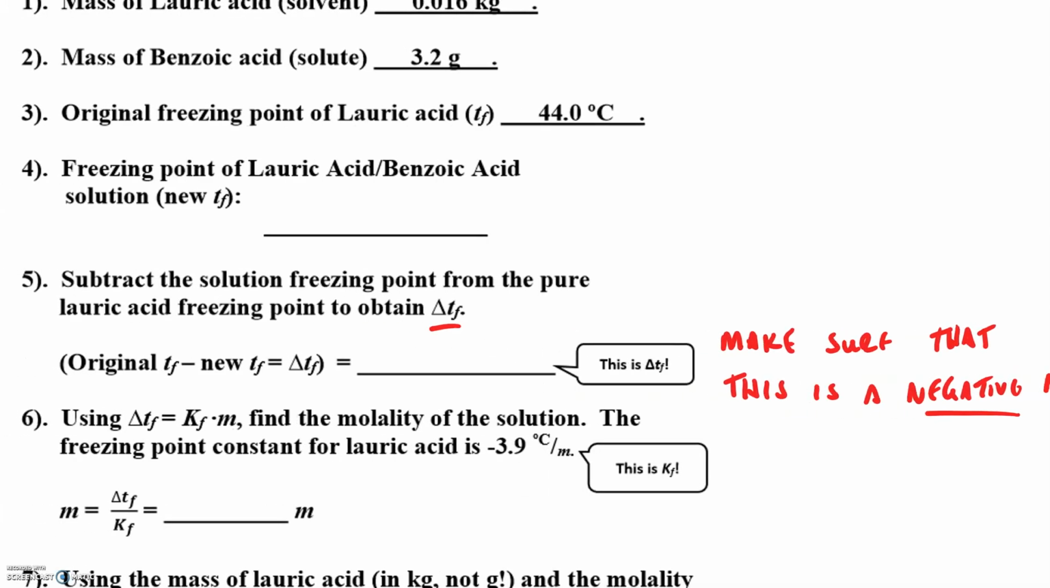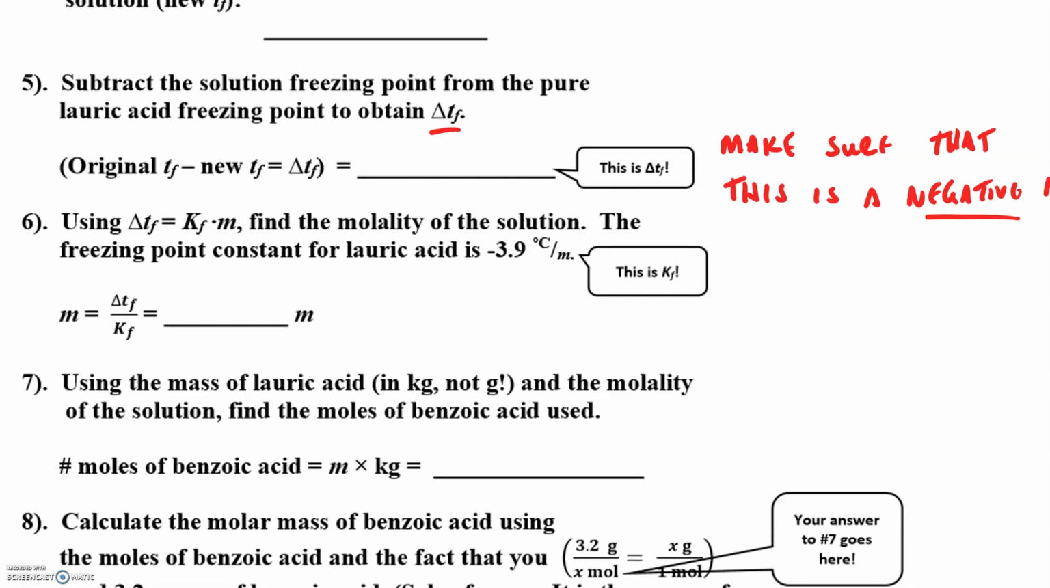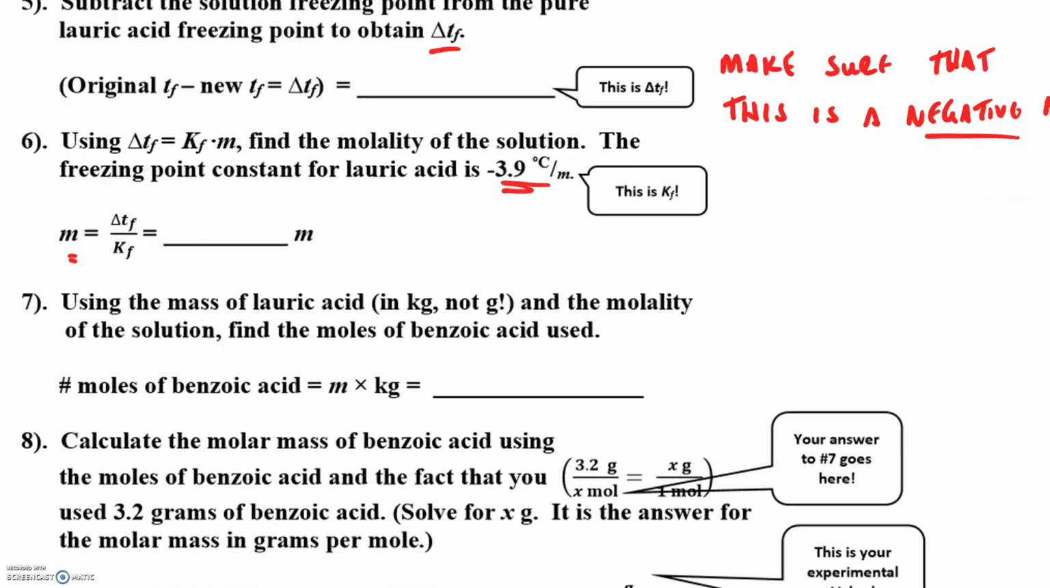We have lowered it. If you know the freezing point constant and the delta TF, you can flip this equation around to find molality. That's number 6. So you're simply going to take what you think is the delta TF and divide it by the KF. Remember that your delta TF is a negative number, so that when you divide it by the KF, which is also negative, you get a positive molality.